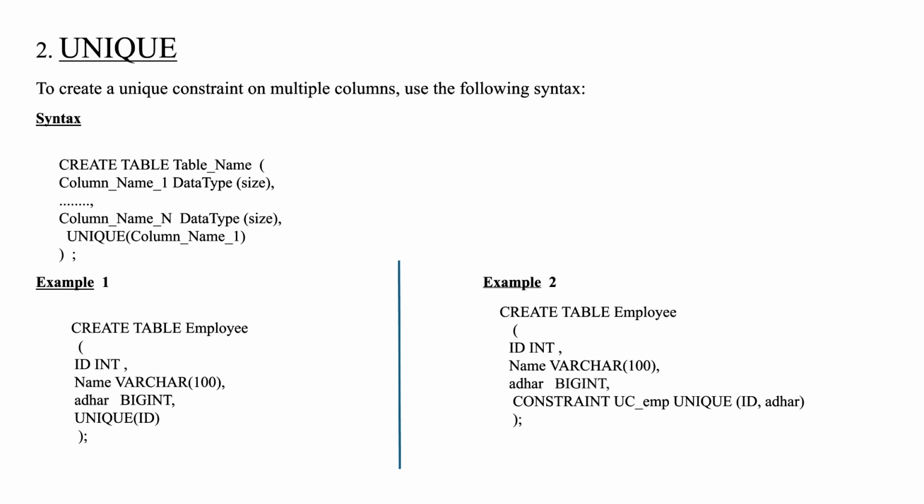Second example: create table employee (id int, name varchar size, Aadhaar bigint, constraint uc_emp unique (list of columns)). Here uc_emp is the constraint name, then the unique keyword and in brackets the list of columns.